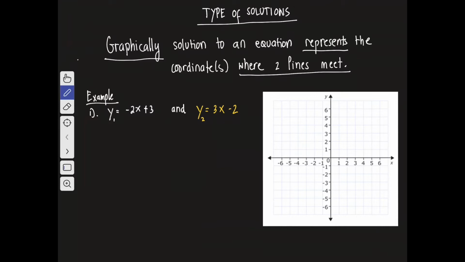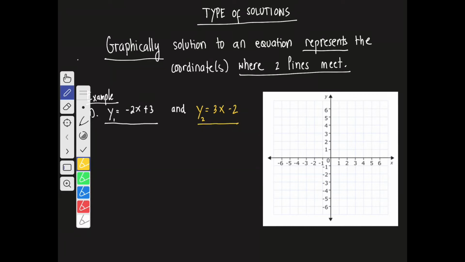In this example, there are two lines. The first one, the white line, is represented by the equation y1 equals negative 2x plus 3. The second equation is represented by the yellow line: y2 equals 3x minus 2. I'm going to graph these two lines on the graph on the right. I'll start with the first equation, y1 equals negative 2x plus 3.